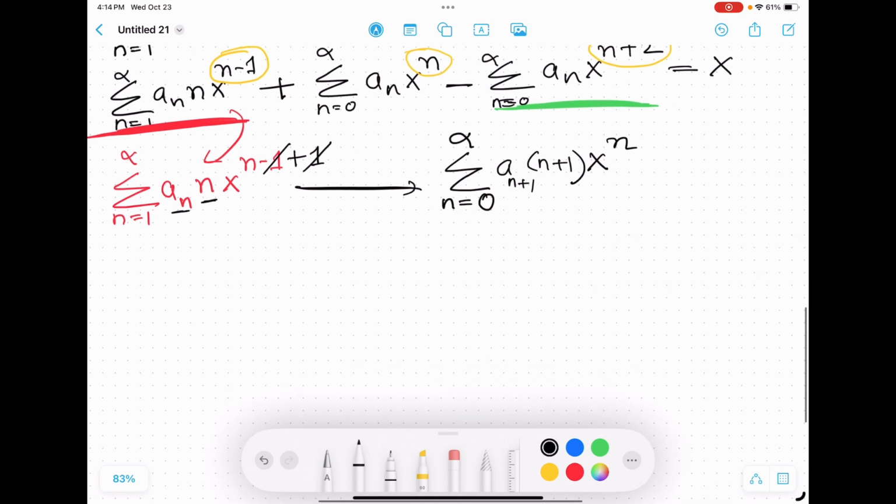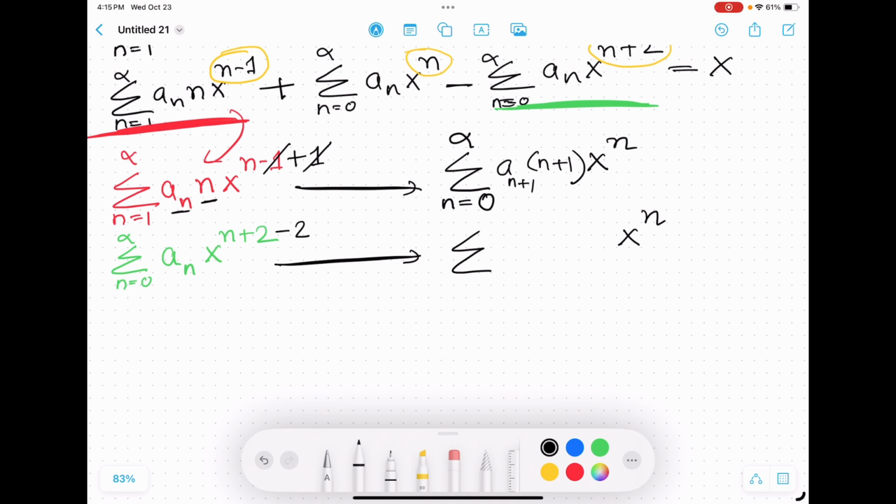Okay. So let's go ahead and now change my third power series. So I have summation n equal to 0 to infinity a sub n times x to the power n plus 2. Okay. Now I'm going to transform this to x to the power n again. So again, if we carefully observe, if we subtract 2 from this power right here, we will get just an n. Okay, so all we need to do is subtract 2 from all my n's.